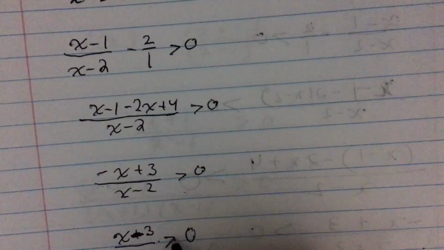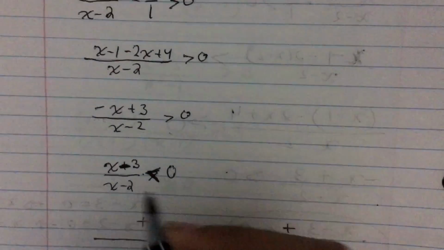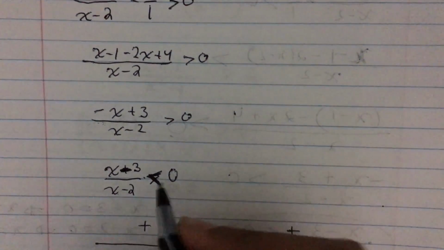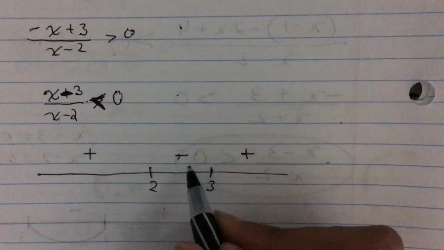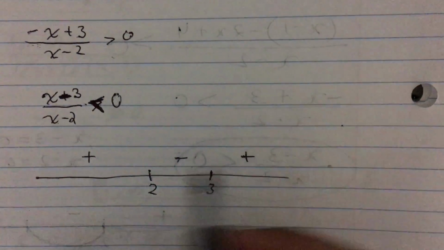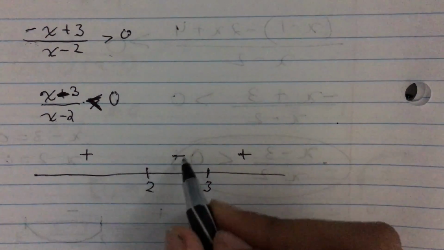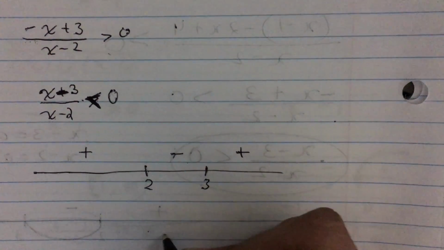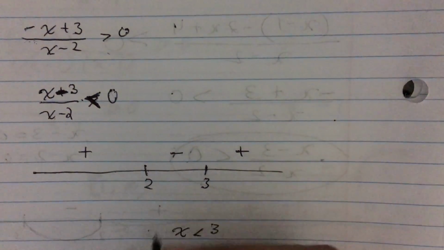And one thing I actually forgot to do is to change the sign. That was a silly mistake, but I changed the sign now, as I was supposed to. And this sign is indicating that this is less than 0, meaning it's on the negative side, because on the other side of 0 is negative. So I can see the negative portion is in the middle of 2 and 3, meaning that x is here, greater than 2 and less than 3.